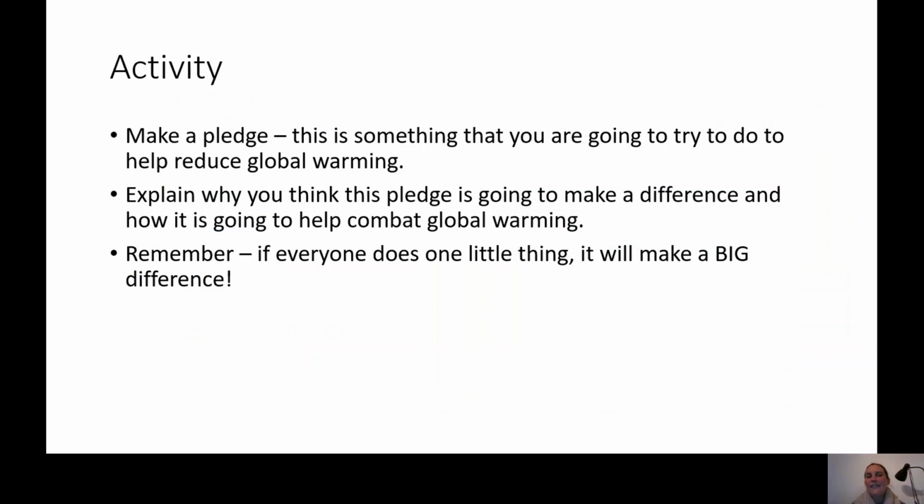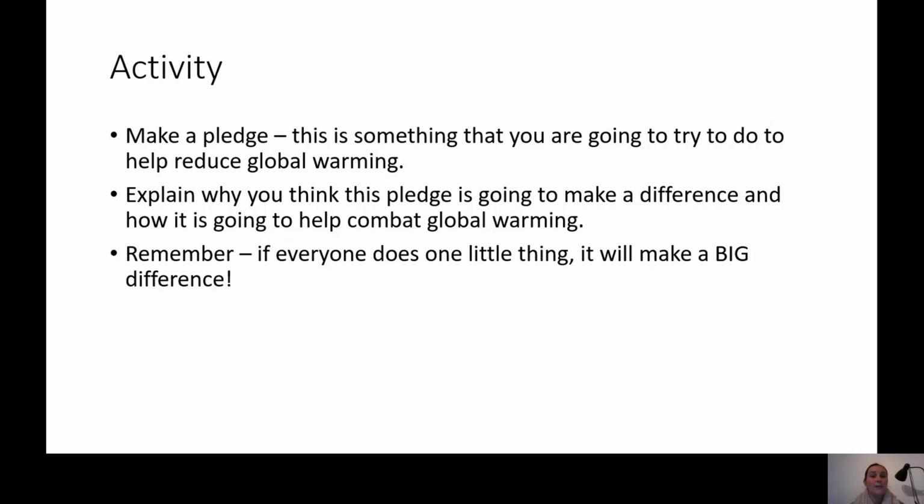So this is your activity for today. I would like you to make a pledge. This is something that you are going to try to do to help reduce global warming. I'd like you to then explain why you think this pledge is going to make a difference and how it is going to combat global warming. Remember, if everyone does one little thing, it will make a huge difference.